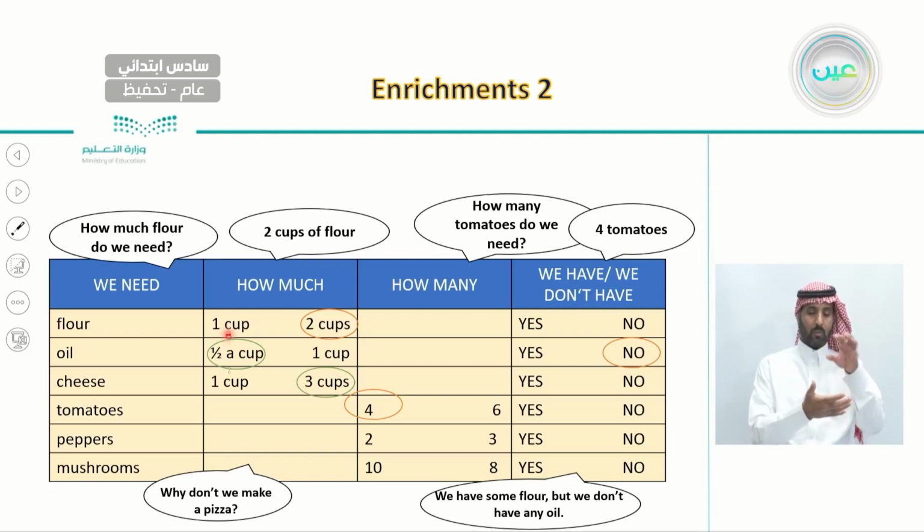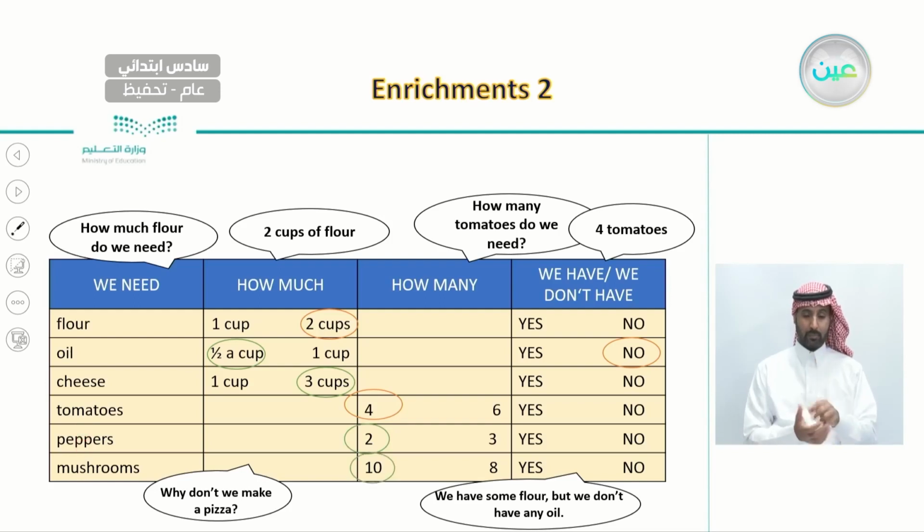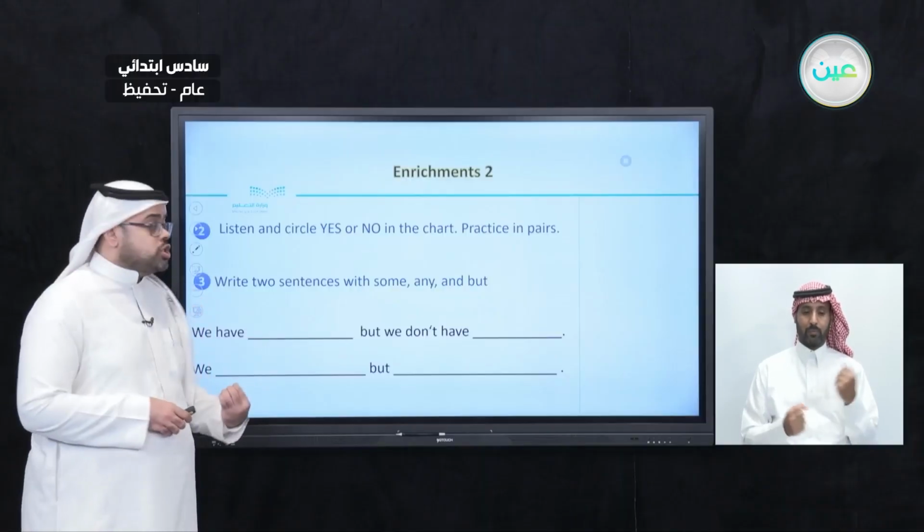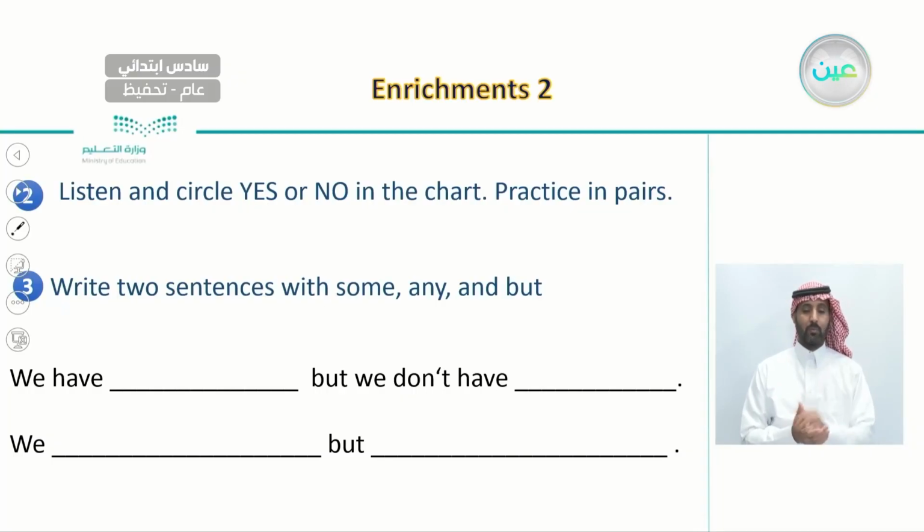How much oil do we need? A cup. And how much cheese do we need? 3 cups. And also, how many peppers do we need? 2. And how many mushrooms do we need? We need 10.